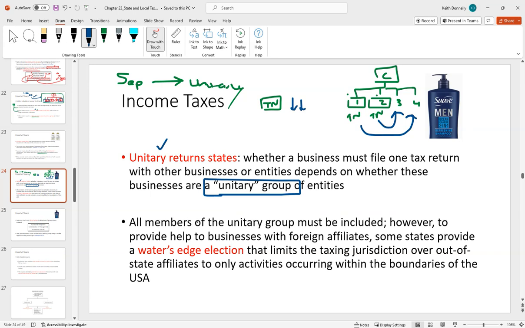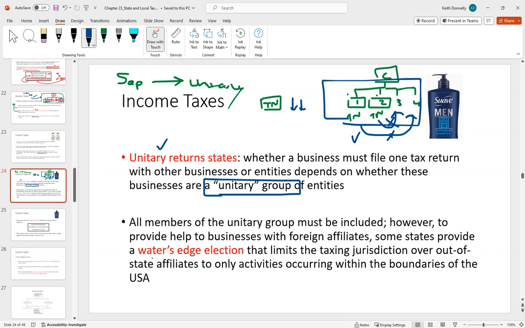All members of the unitary group must be included. So let's just say, hey, all of these guys are a unitary group. We're going to include them. This kind of kills this idea of related party transactions because everybody's there. And then they're going to file the return as a single return from that unitary group.